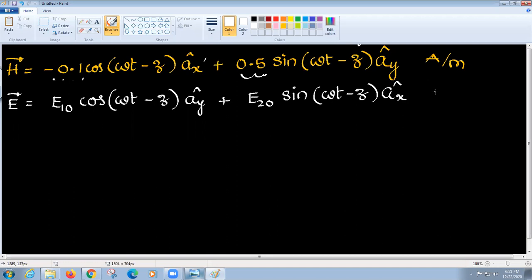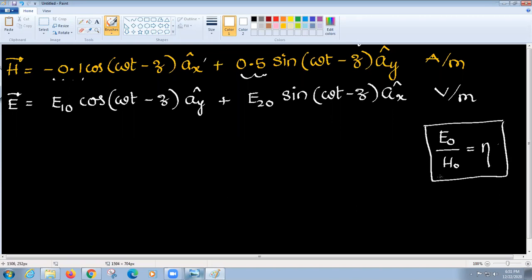The units for E is volt per meter. Units for H is ampere per meter. All right. And I know very well that in a given medium, the ratio between the amplitudes of E naught and H naught is nothing but the intrinsic impedance of that particular medium, eta.